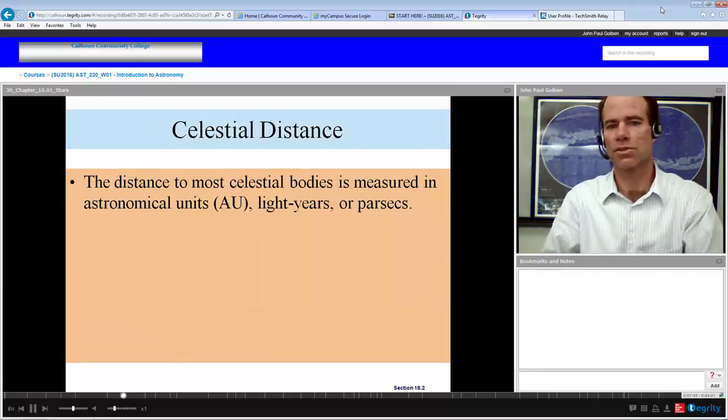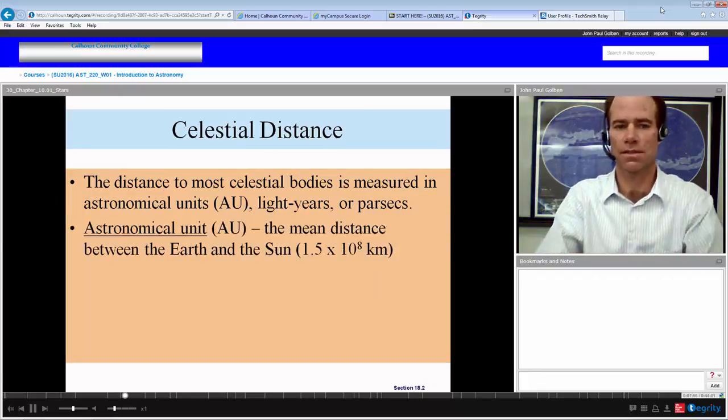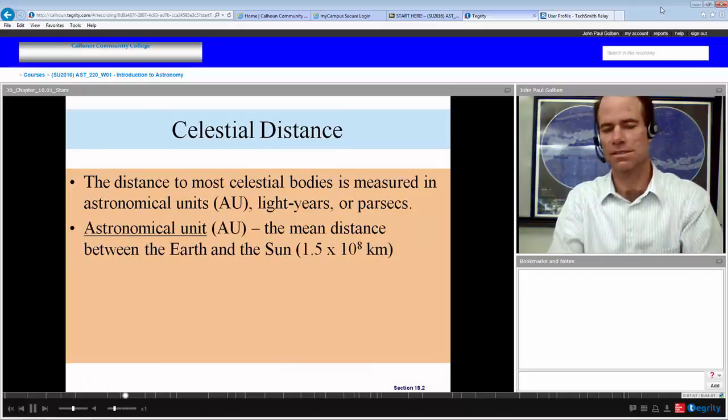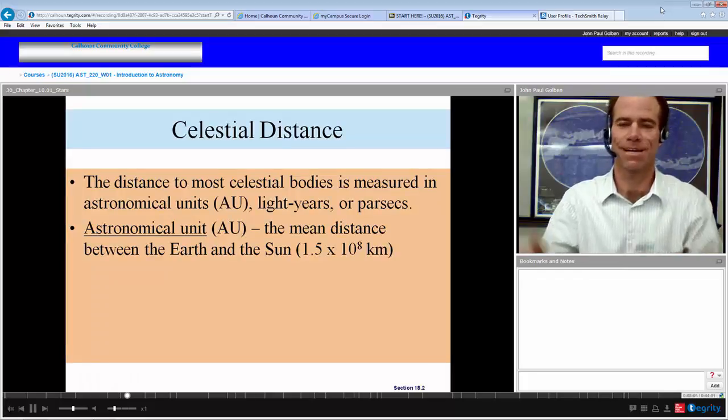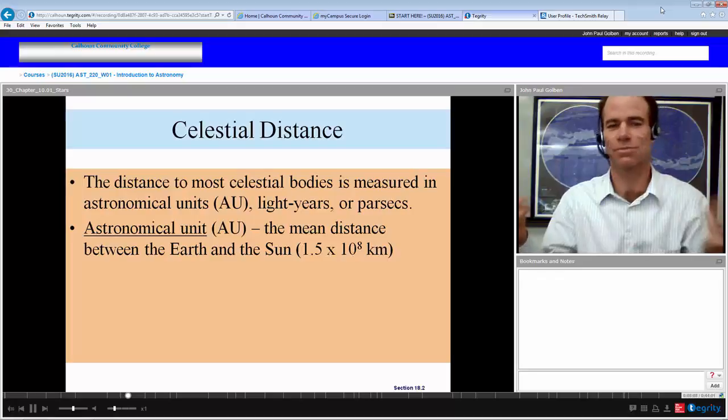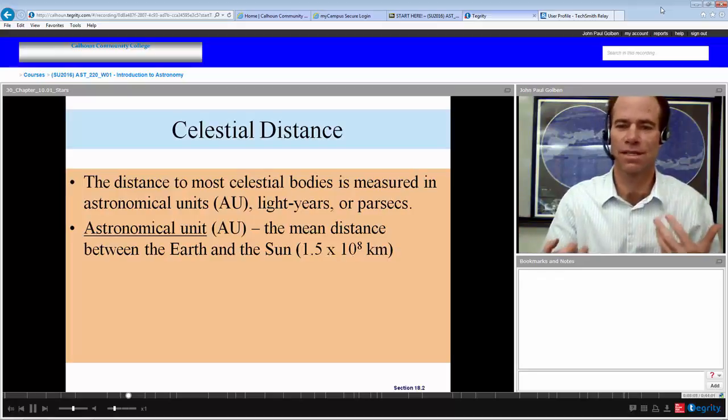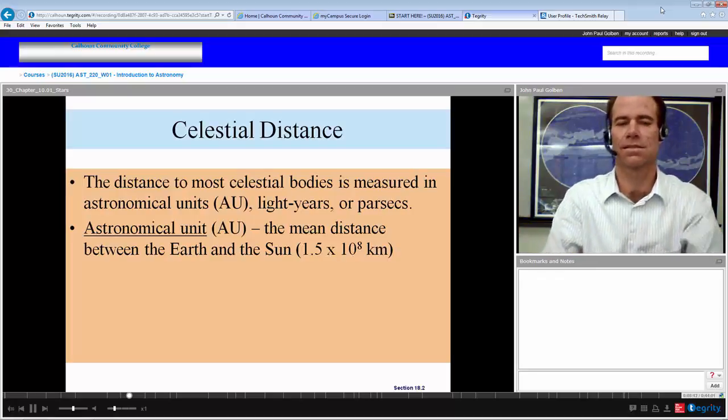We can measure in astronomical units, light years, or parsecs. Astronomical unit is the distance from the Earth to the Sun. That is the shortest distance that astronomers would use. It's the mean distance between the Earth and the Sun, 1.5 times 10 to the 8 kilometers. I don't know why they don't use the nice distance between the Earth and the Sun as opposed to the mean distance between the Earth and the Sun.